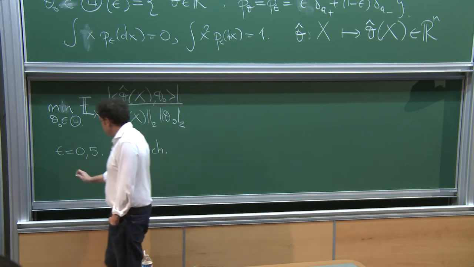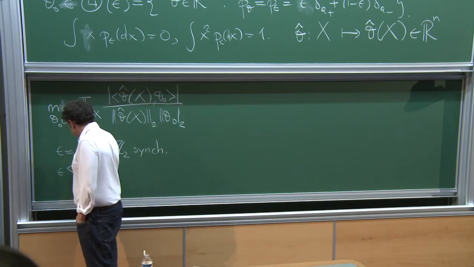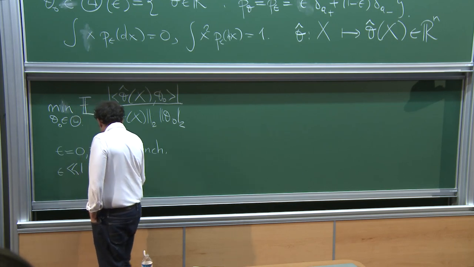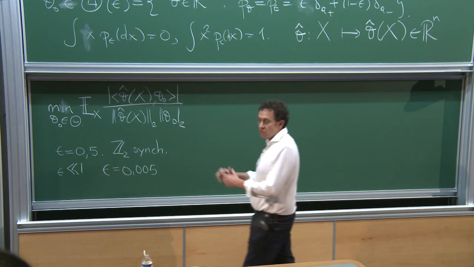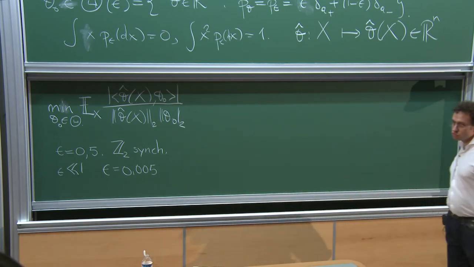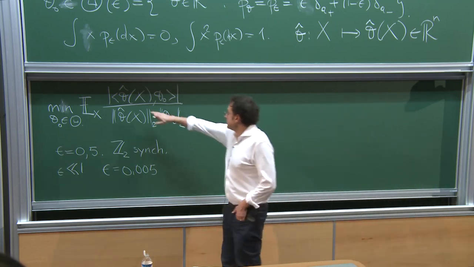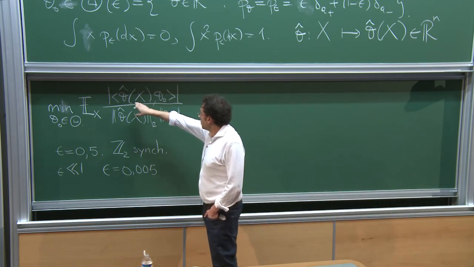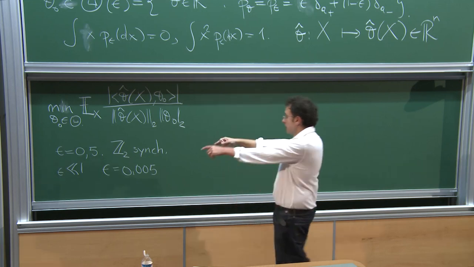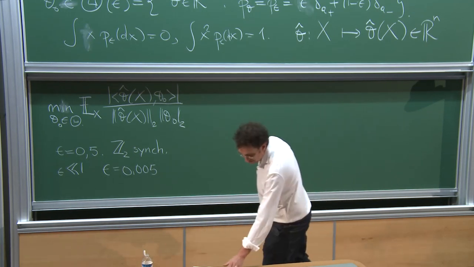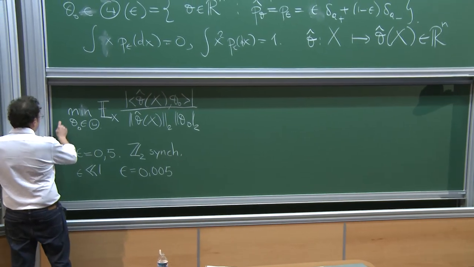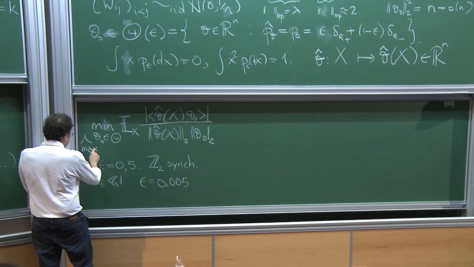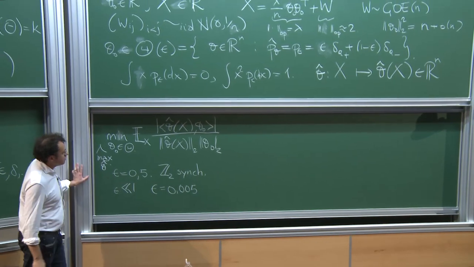And the other special case of interest is epsilon small, say epsilon equals 0.005. This is the case in which most of the entries are very close to 0 and the rest are big. And I'm interested in computing a theta hat that has a large scalar product with theta 0. So ideally I would like to maximize this over all estimators.